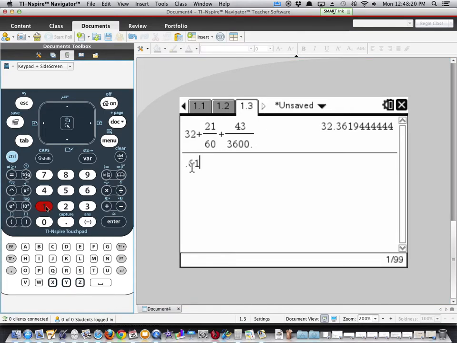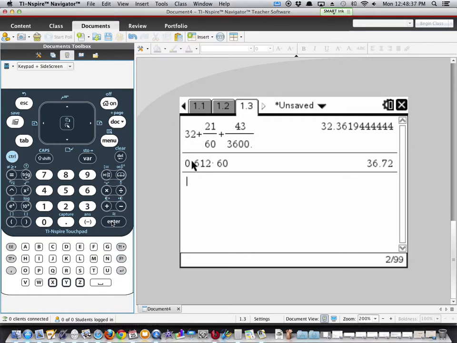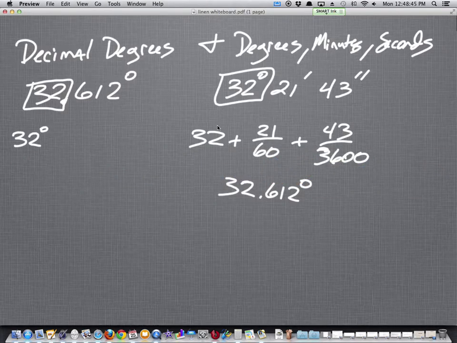So 0.612 times 60 gives me 3672. The number in front of the decimal gives you the minutes, so my minutes are 36. Well, something went wrong. What did I punch in wrong? The decimal should be 0.362, not 0.612. Oh, that's where I messed up. I was missing a number. So 0.362. Let's try that one.